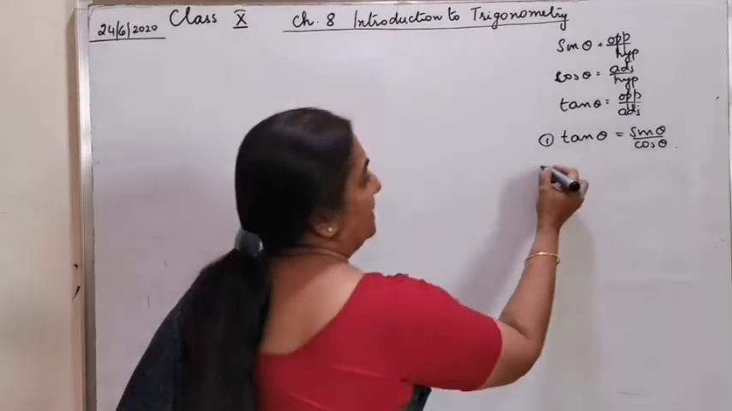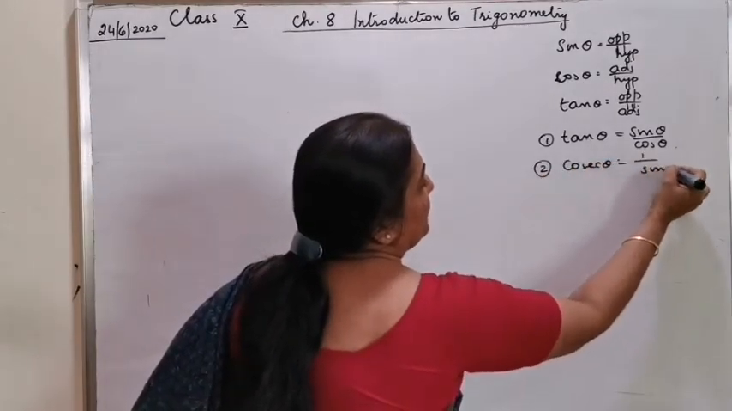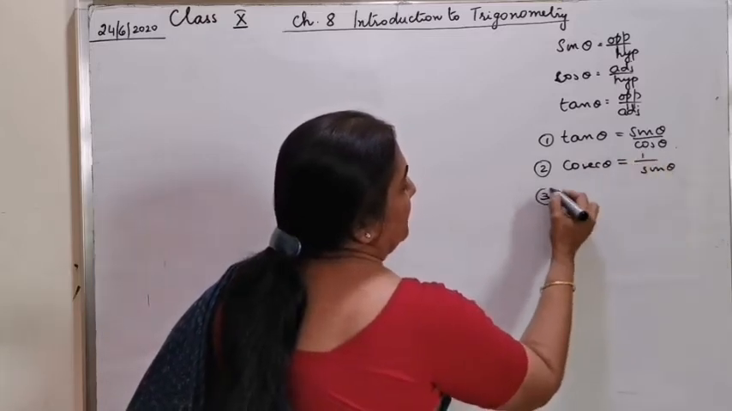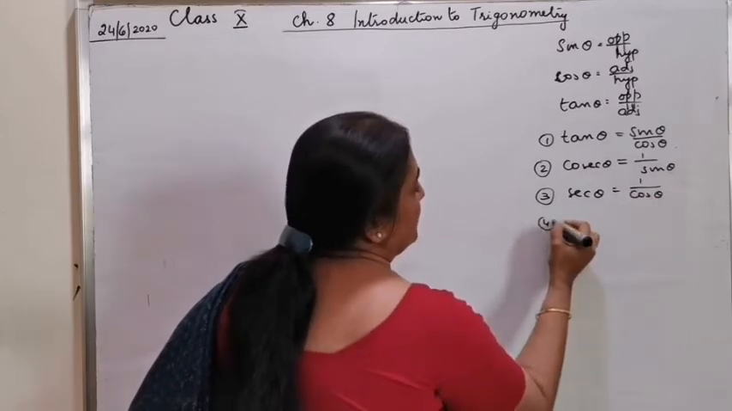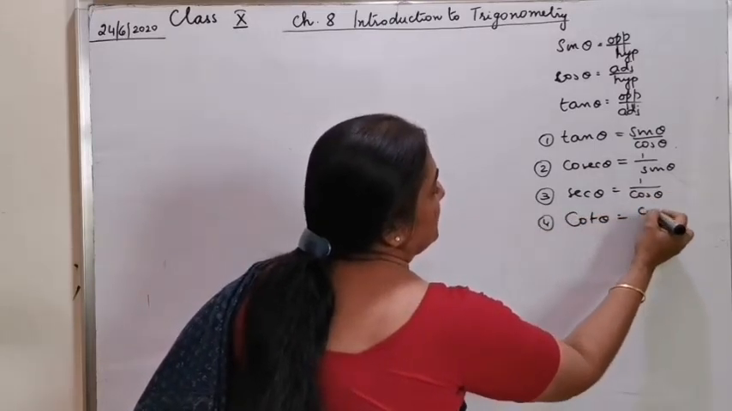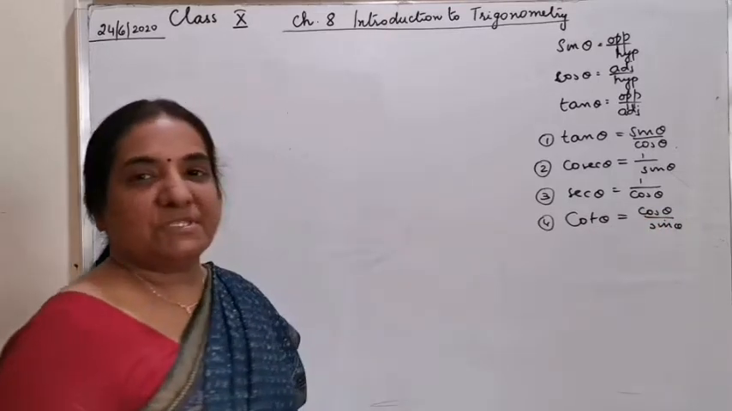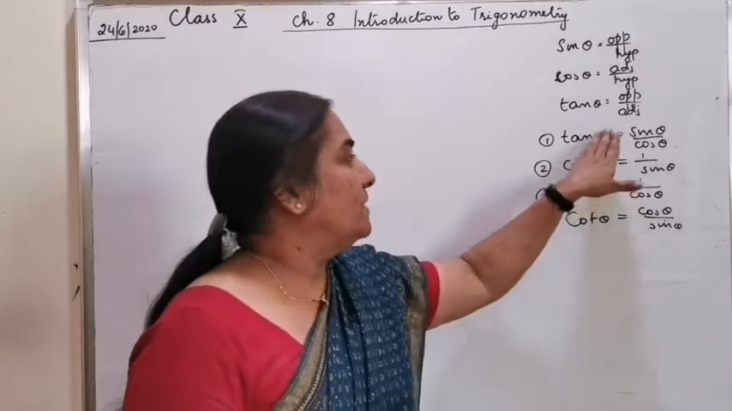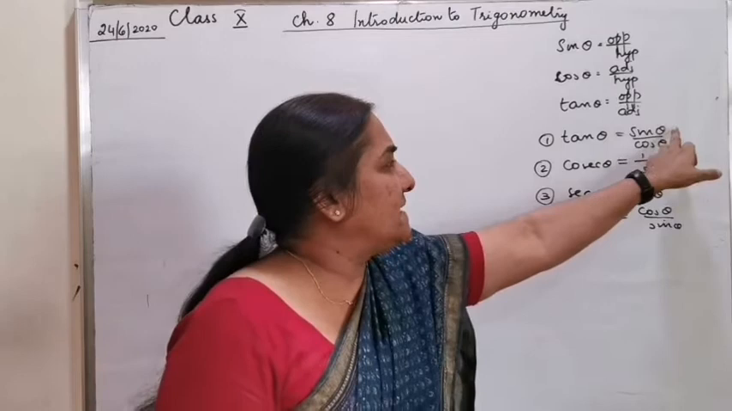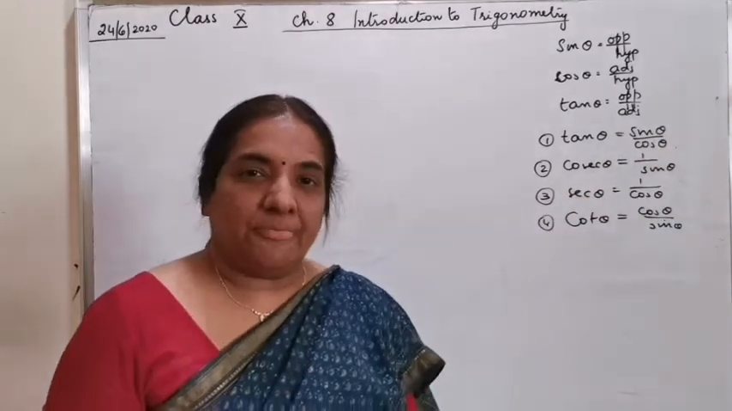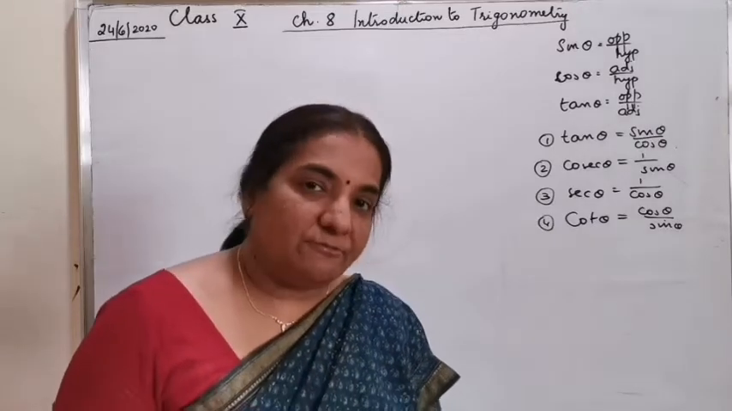Then the concept of cosec theta is 1 by sine theta. Sec theta is 1 by cos theta, and cot theta is cos theta by sine theta. When you see the right side of the expressions written here, the right side has only sine theta and cos theta, which cannot be further brought into a simpler form.